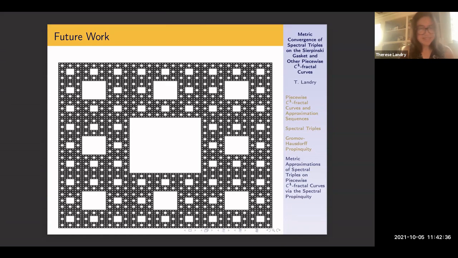So here's another fundamentally different fractal. Instead of going up to higher dimensions, this is topologically just inherently different. This is the Sierpinski carpet. And this is definitely not a piecewise C1 fractal curve.